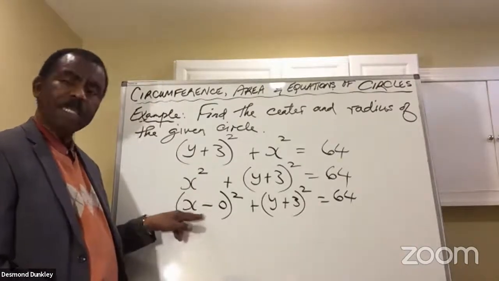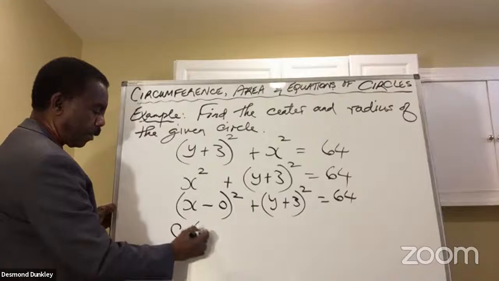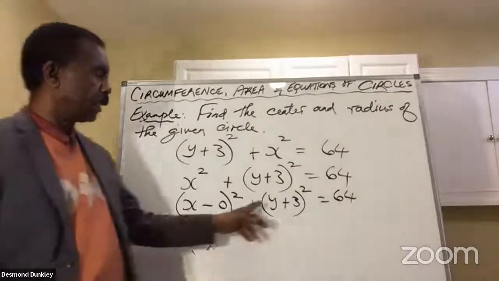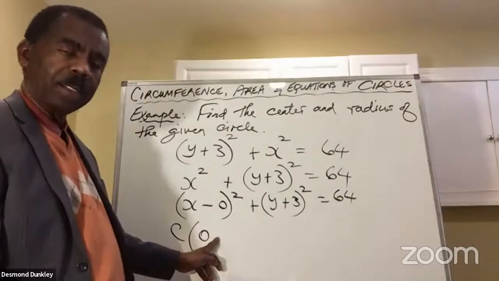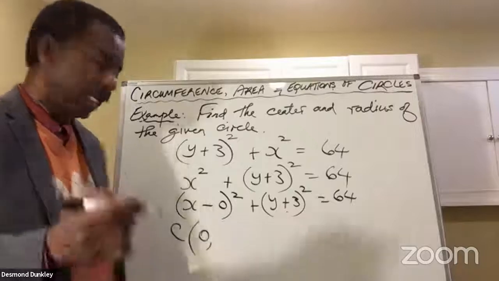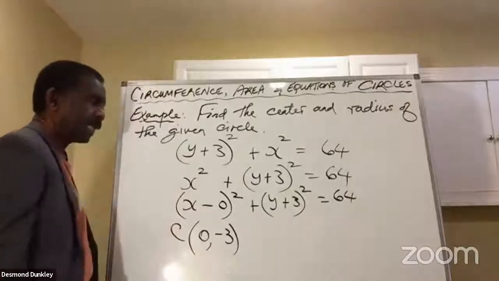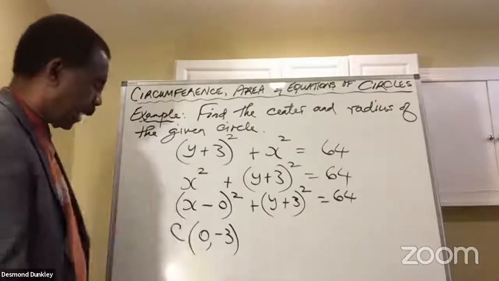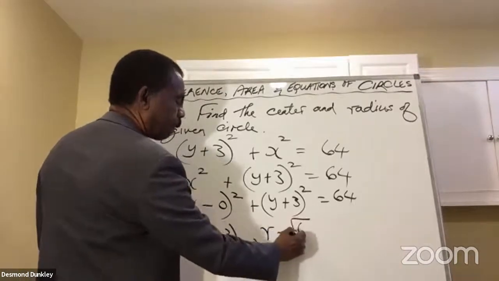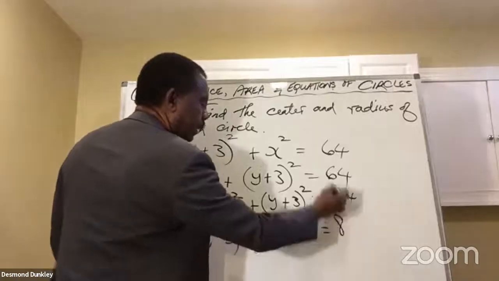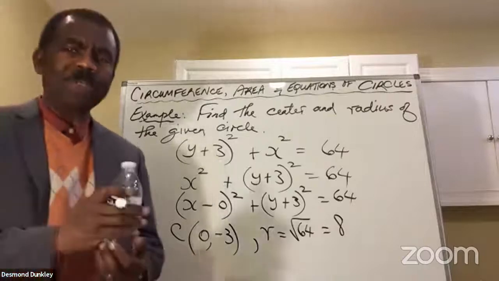But once I realize that there's a 0 here, I know that the center can be written as 0, comma. This should have been y minus the y value from the center. But since I have a plus here, it tells me that my y value at the center is -3. That's how I end up with a plus. And then finally, the radius is equal to the square root of 64, which is 8.